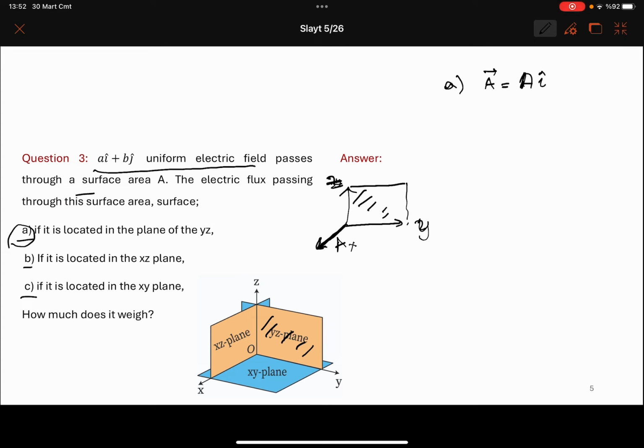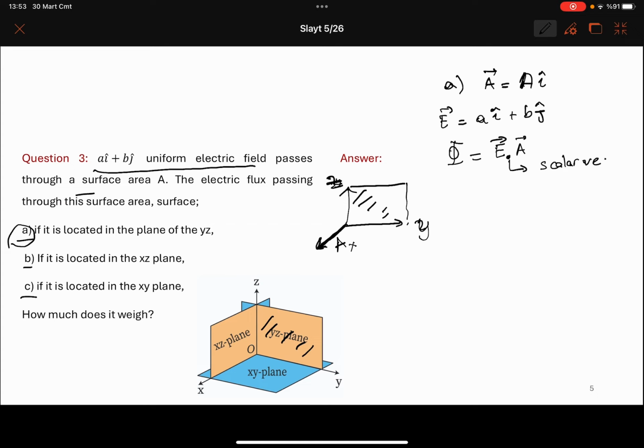So for question A, the surface vector is along x, and I can write it with the i unit vector. I know the electric field is that one. Now we will find the flux. For a symmetric surface, you can take it directly like this. You don't need to take an integral. So please be careful, because this is a scalar (dot) product.